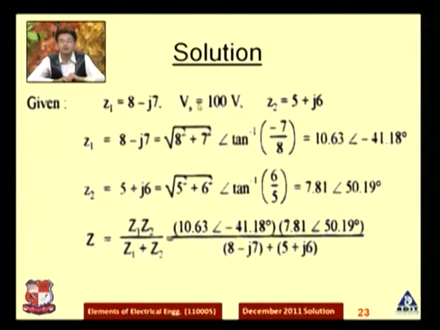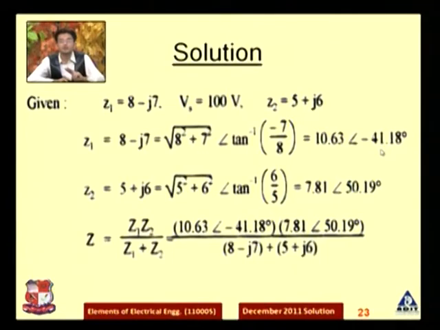How to find the phase angle? You can take tan inverse of the y component divided by the x component. So what is the y component? Or you can say the imaginary component divided by the real component. From this you can find the phase angle for the first impedance circuit.